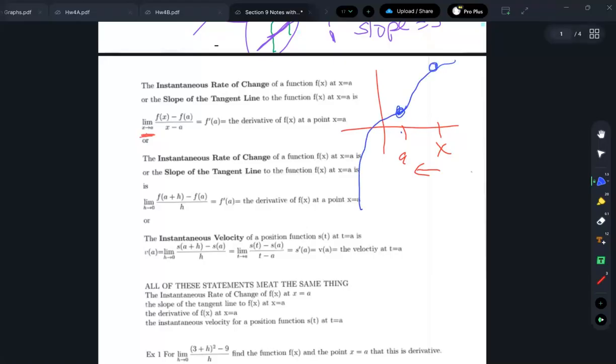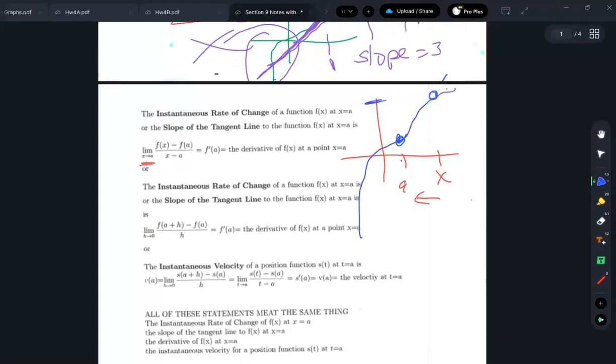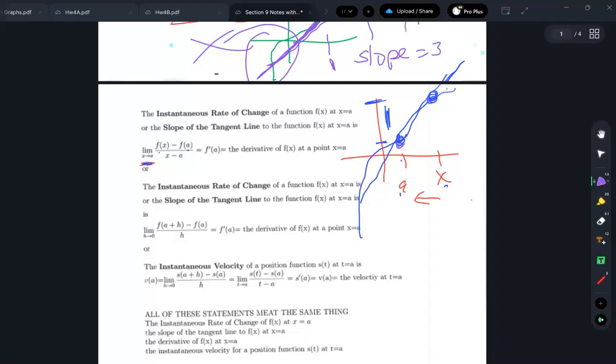So if I would have this, f of x would be up here. And if I wanted to take f of x minus f of a, that would be the change in the y values divided by the change in the x values. That would give me the slope of the secant line. But by taking the limit, that gives me the slope of the tangent line at that point right there. So something like that.